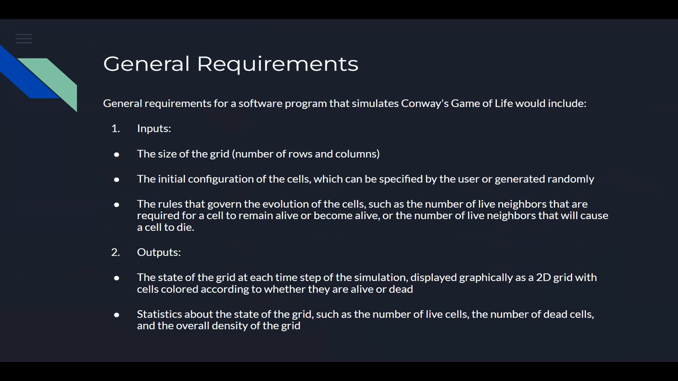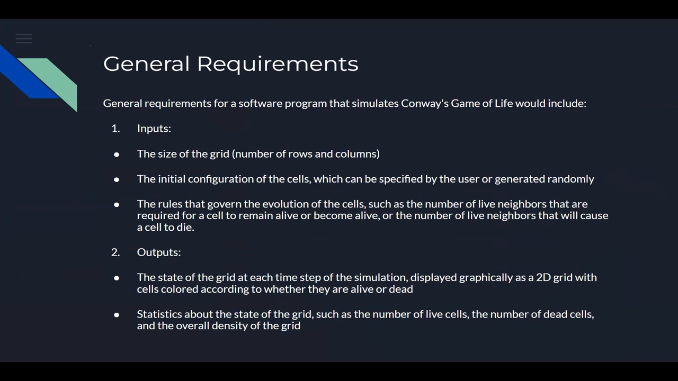The general requirements for our software program that simulates Conway's Game of Life are as follows. Our inputs are the size of the grid, the initial configuration of cells, which can be specified by the user or generated randomly, and the rules that govern the evolution of cells, such as the number of live neighbors that are required for a cell to remain alive, which is one condition, or the number of live neighbors that will cause a cell to die, which is another condition.